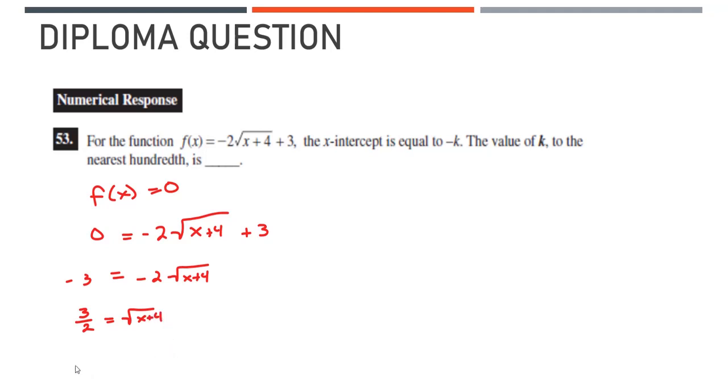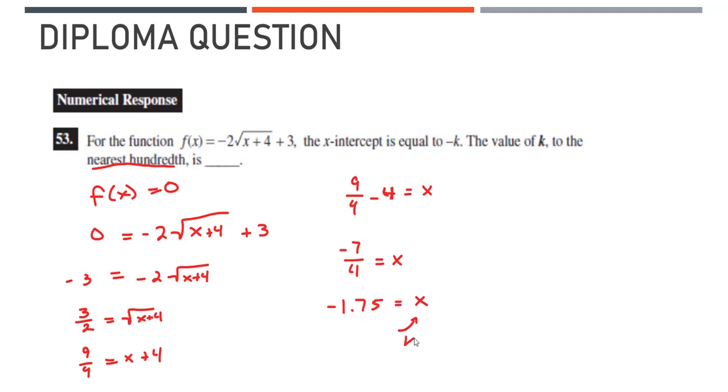And finally, we're going to square both sides. So you get 9 over 4 is equal to x plus 4. We'll subtract 4 from both sides. Now you're going to have to do a bit of equation work here, but you're going to get negative 7 over 4 equals x. Now we look at how they want it: nearest hundredth, so that's negative 1.75. This is actually k.